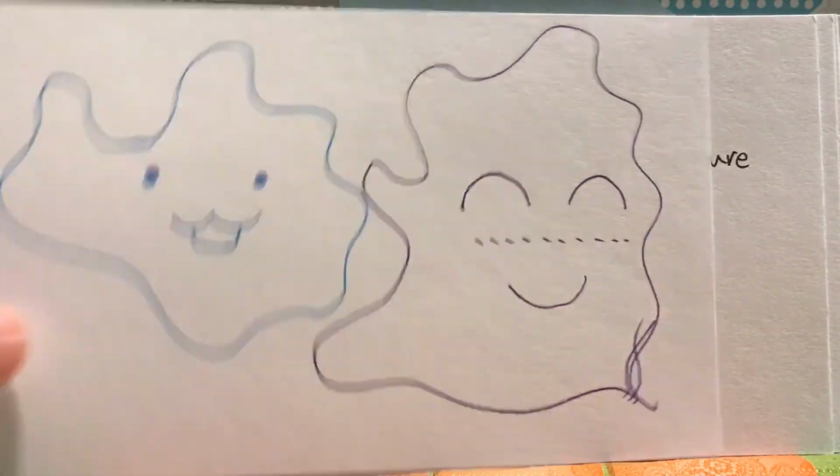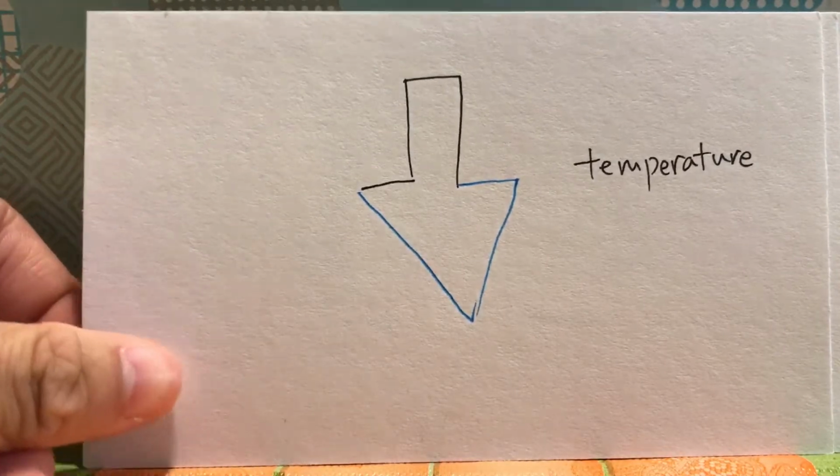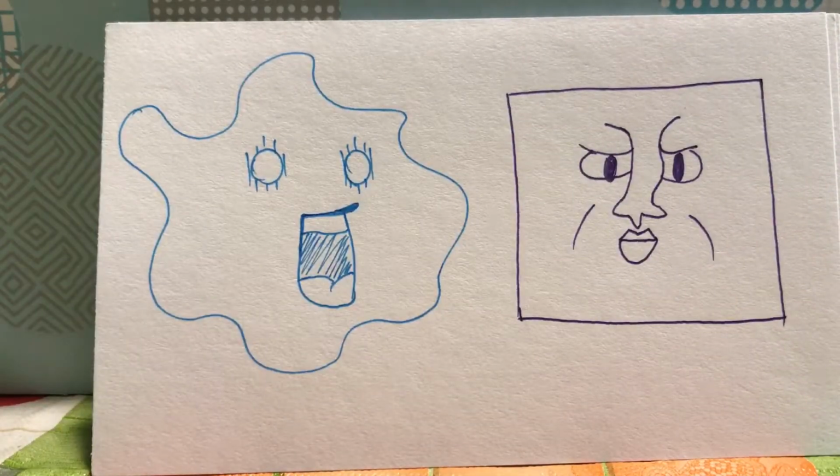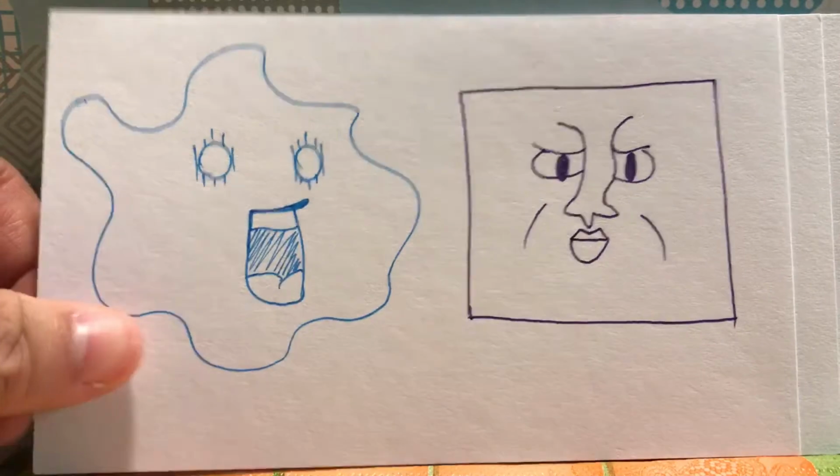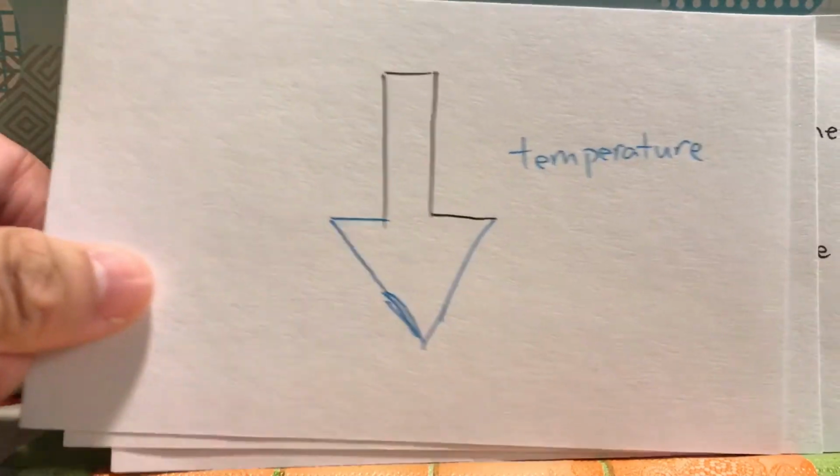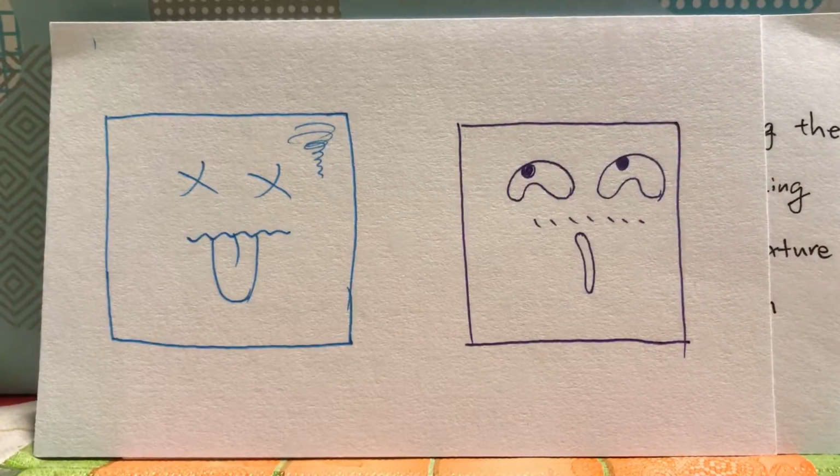So what happens when the temperature drops? The liquid B with the higher freezing point changes into a solid first, and the other one with the lower freezing point remains liquid. So what happens when the temperature drops again? Both of them become solid.